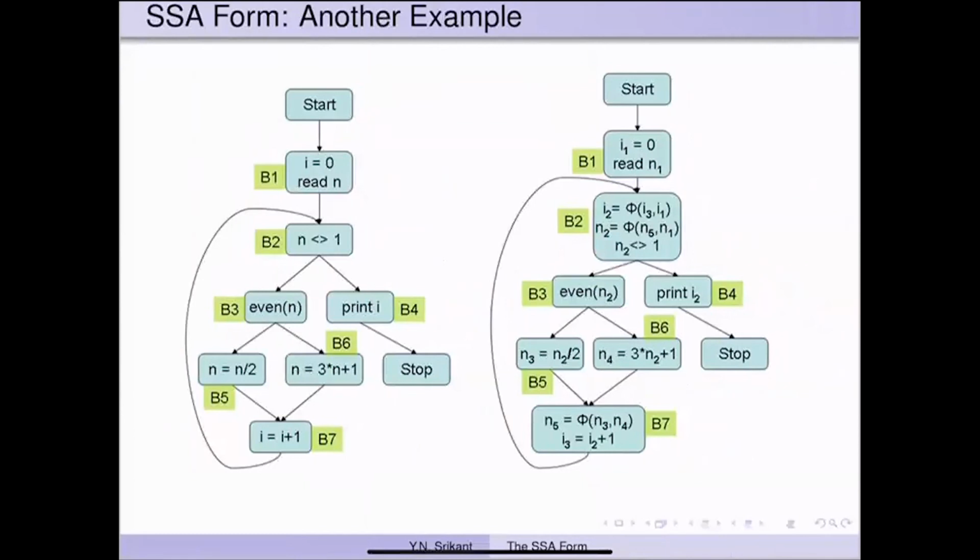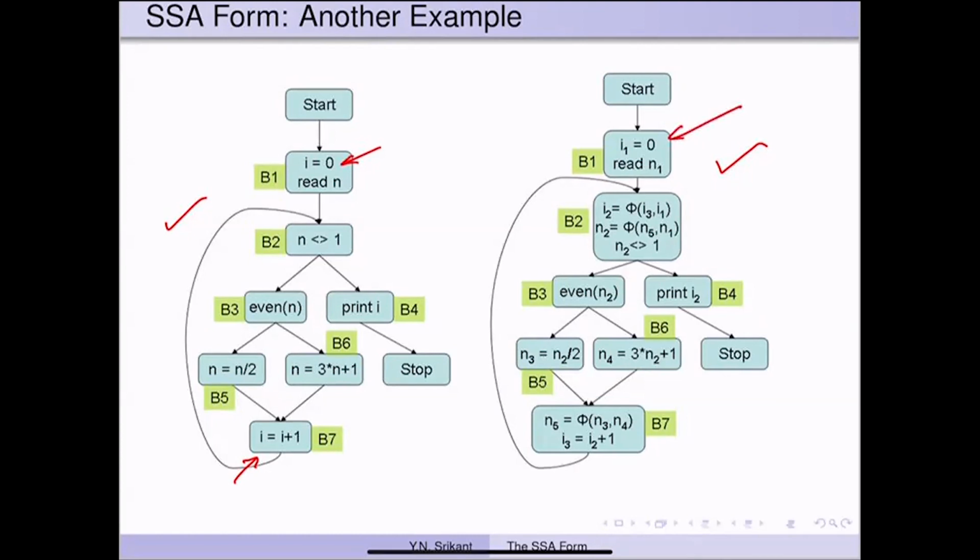So now let us look at a program which has a loop. So this is the normal program and this is the SSA form. So immediately you can recognize a lot of differences. So here is I equal to 0 and then we have I equal to I plus 1, right? So there are 2 assignments in the original program, but then we have 3 assignments in the SSA form.